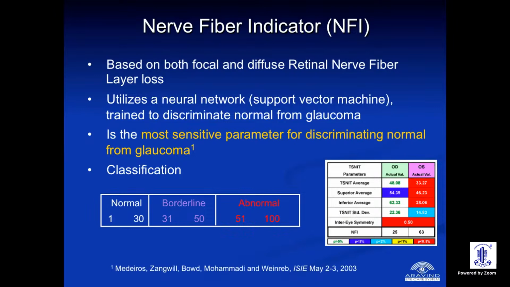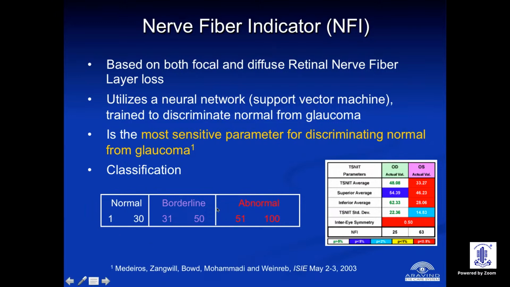The nerve fiber indicator is a parameter that measures both focal and diffuse retinal nerve fiber layer loss. And NFI is calculated using an advanced form of a neural network trained to discriminate normal from glaucoma. And probably NFI is the most sensitive parameter in the GDx VCC printout for discriminating normal from glaucoma. And the output ranges from 1 to 100.